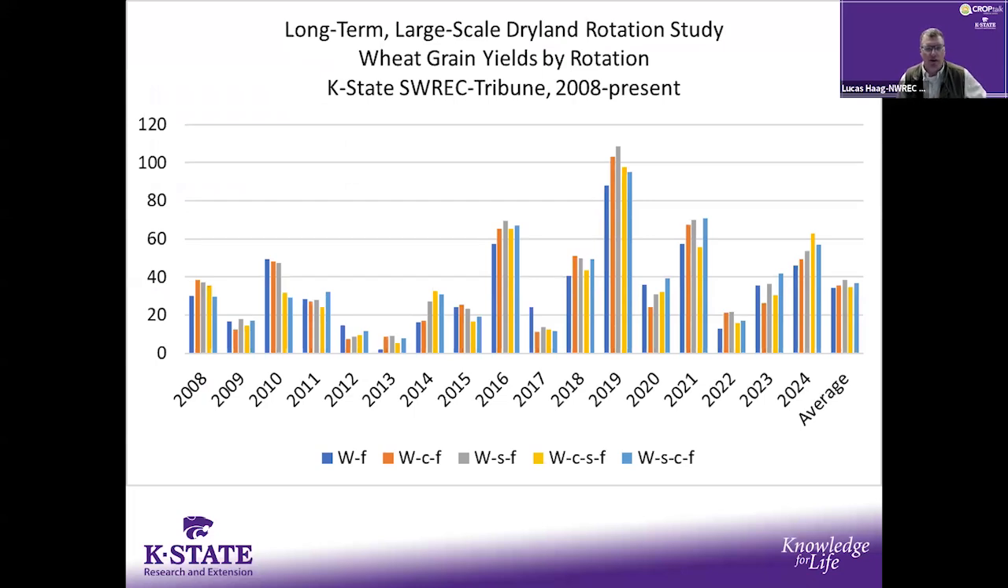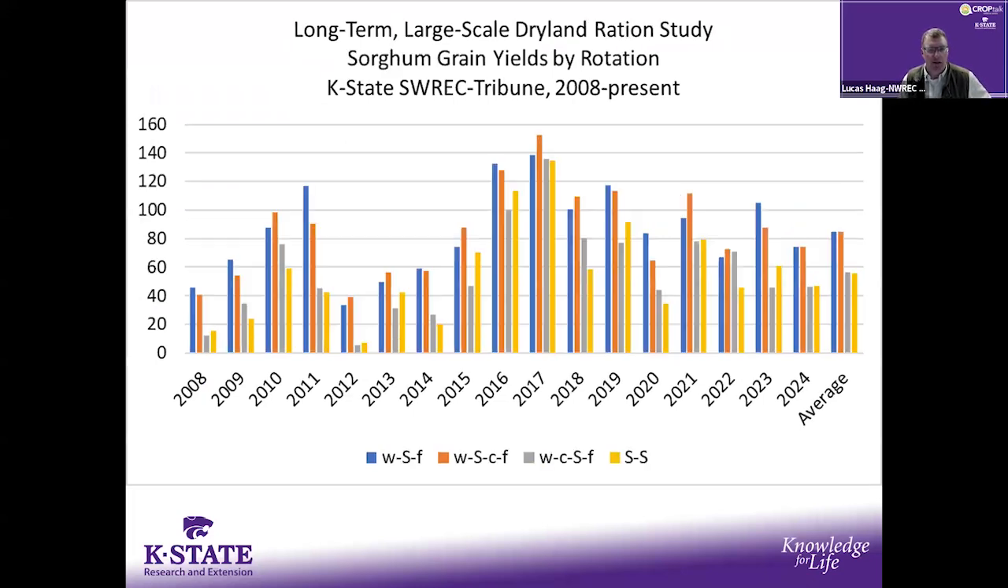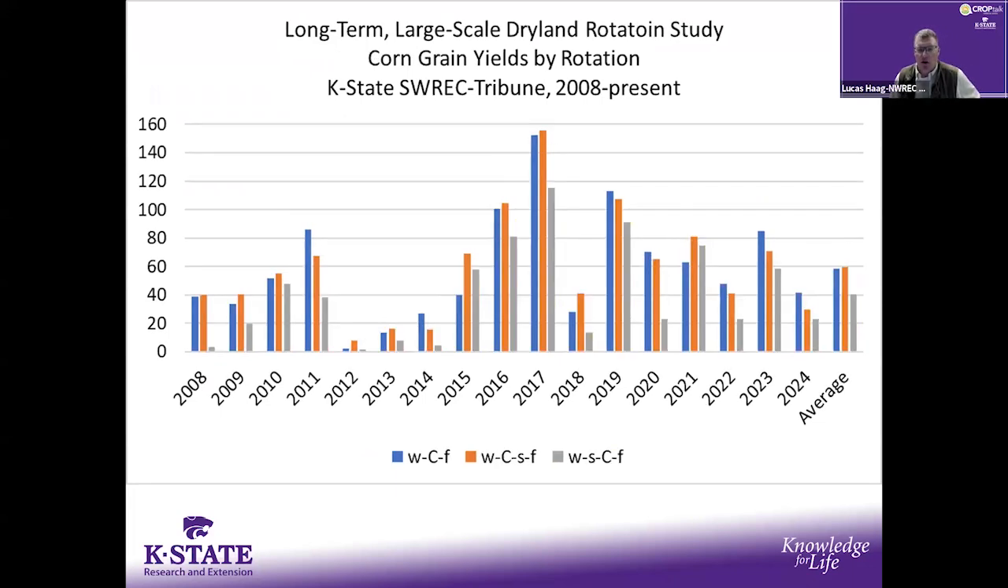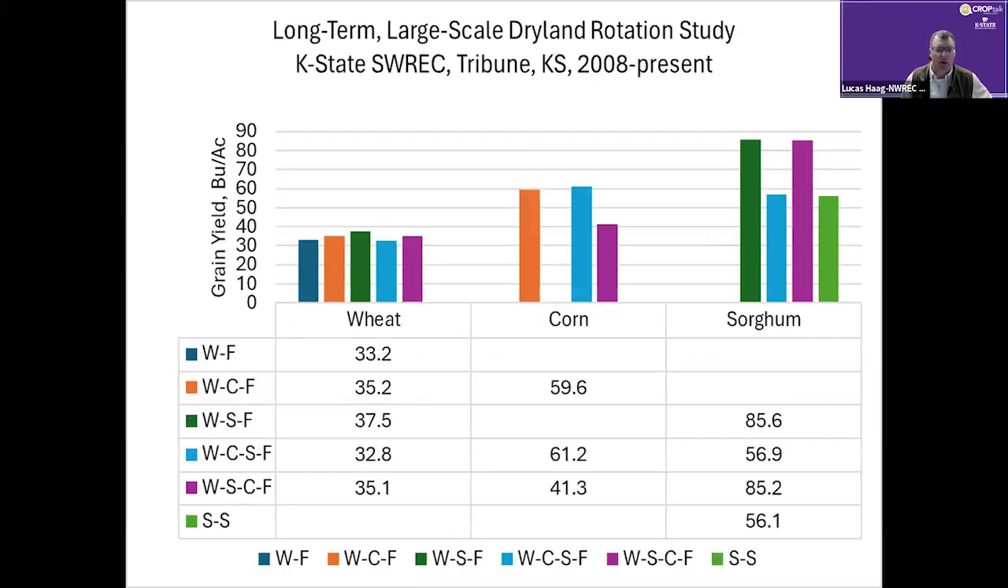Here's our wheat yields over time. Here's our sorghum yields over time. Again, these same things show through. Recrop making about 2/3, and on the corn yields. Now, here's the thing. I get questions. Let's go to the summary slide here.